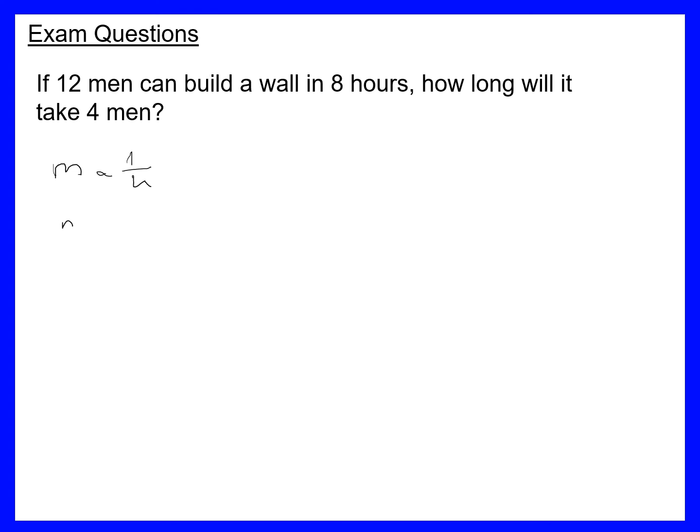So let's turn that into an equation. The number of men is equal to K over the number of hours it would take us. We were told there are 12 men. So 12 men equals K over 8 hours. To find K, we're going to multiply both sides by 8. So 12 times 8 equals K. So K is equal to 96. Once I know K, I'm going to put it back into my original formula. So M is equal to 96 over H.